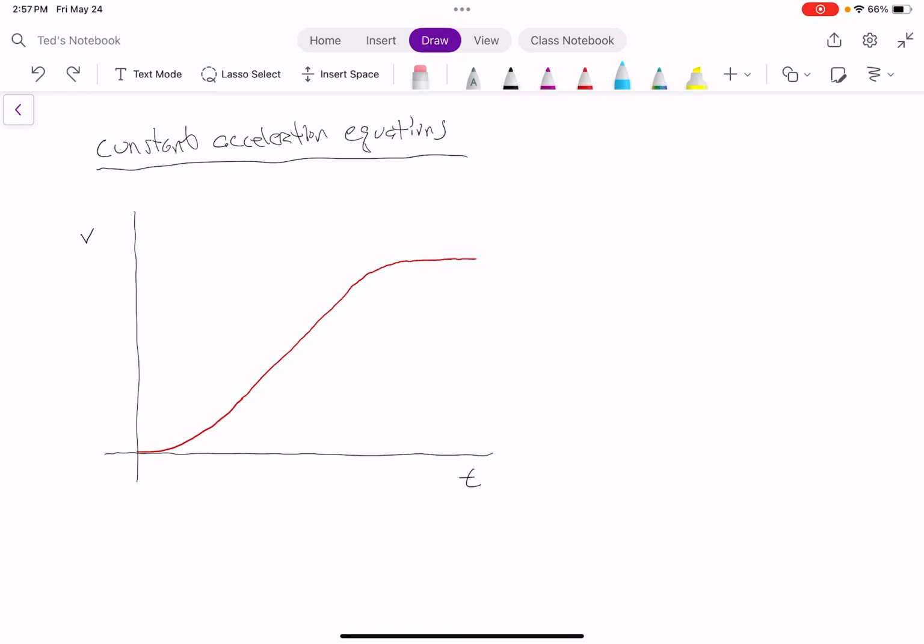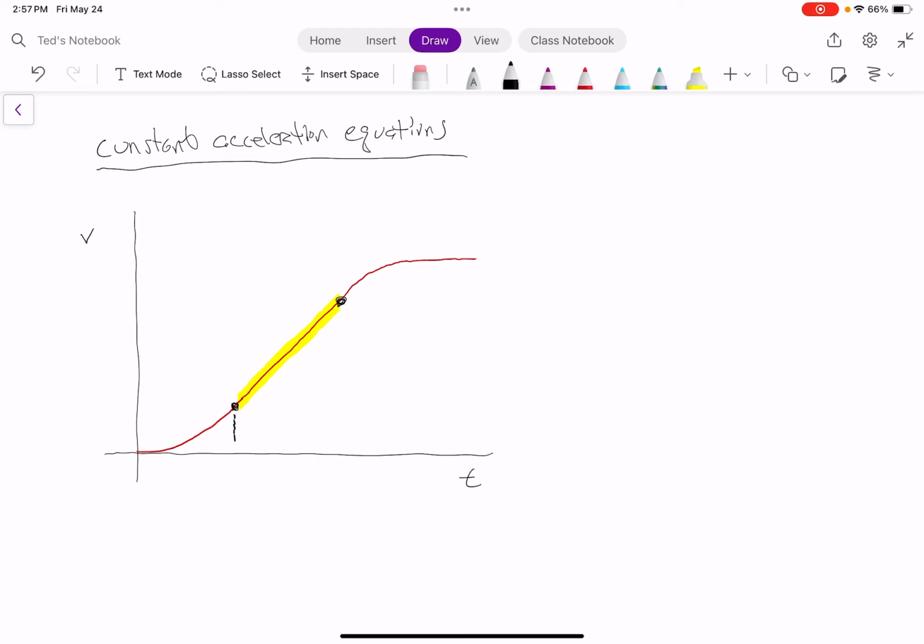That being said, there is a region of this graph where the acceleration is constant, and that would be the part of the graph where there's a nice straight line. So if we were to start here and end here, we would be looking at an example of constant acceleration. So that's what I want to do. I want to look at just that portion of the graph.